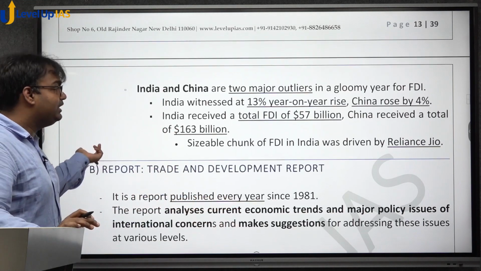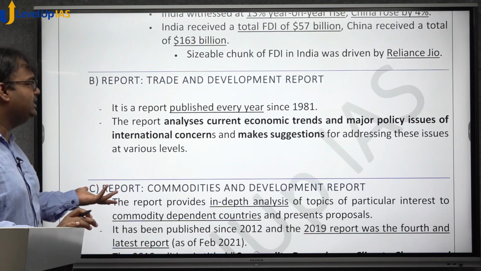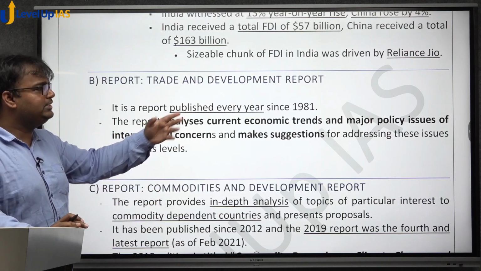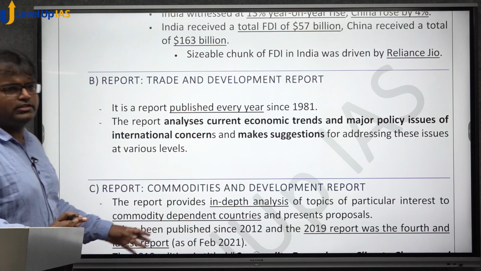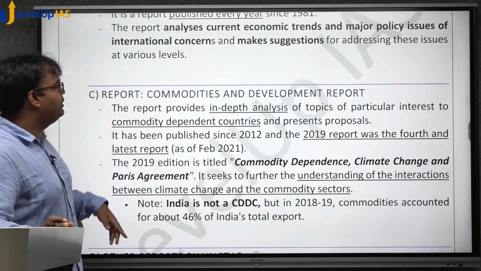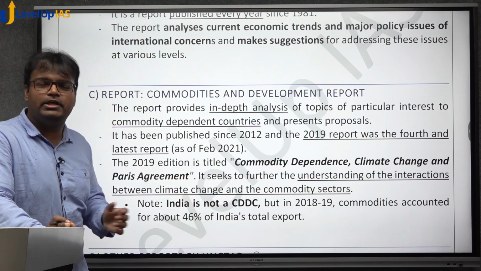Now, trade and development report. So this report has been published since 1981. Generally, the report analyzes economic trends and major policy issues of international concerns associated with trade and development. Okay, then there is commodities development report. Commodities development report came in 2019, and it has not come after that.